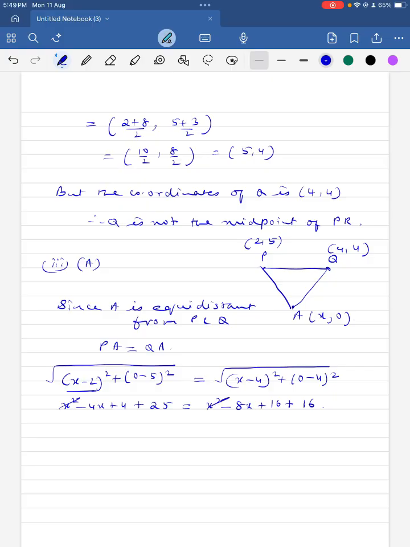Okay, let me cancel out the x squared terms. So I would get 8x minus 4x plus 29 is equal to 32. So that's 4x is equal to 32 minus 29. 4x is equal to 3, or x is equal to 3 by 4. So coordinates of A is equal to 3 by 4, 0.